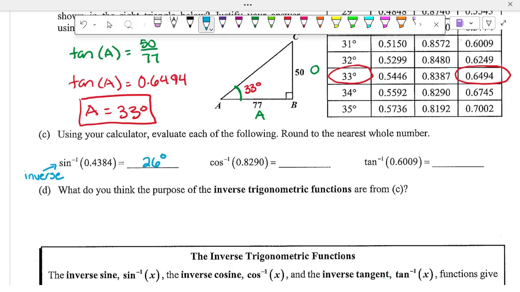All right. Arcsine. So that's the other name for it. So you either see the inverse as sine of -1. You may also see it as arcsine of some number. All right. Those are the two different ways you see it. It means the same thing. They're both the inverse. All right. Take a minute. Find the inverse of cosine of that number. Round it to the nearest whole number.